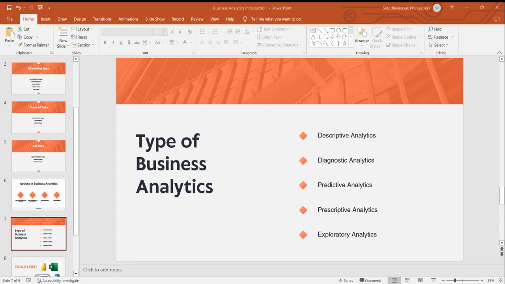Then there will be diagnostic analysis. What do you mean by diagnosis? Can anyone answer? What do you mean by the word diagnosis? Come on, this is a very simple word. Diagnosis means what? Acha, going in detail. Okay. What else? Going in detail, or finding why a particular thing has happened.